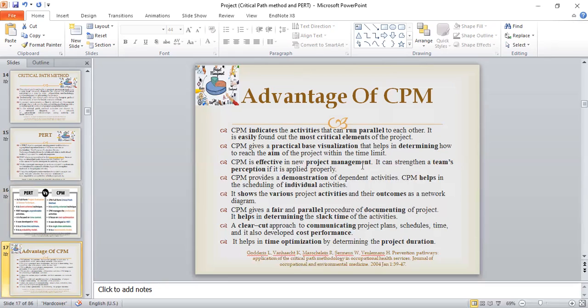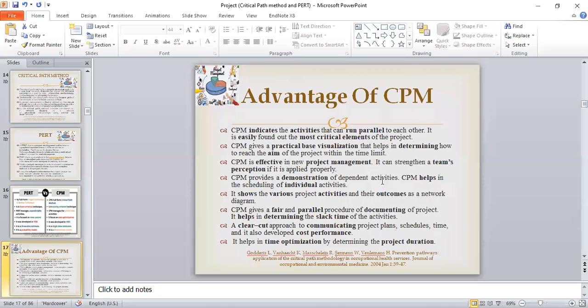Now, advantages of CPM. CPM, the critical path method analysis, indicates the activities that run parallel to each other. It is easily found at most critical elements of the project. CPM gives a practical based visualization that helps in determining how to reach the aim of the project within the time limit. CPM is effective in project management.